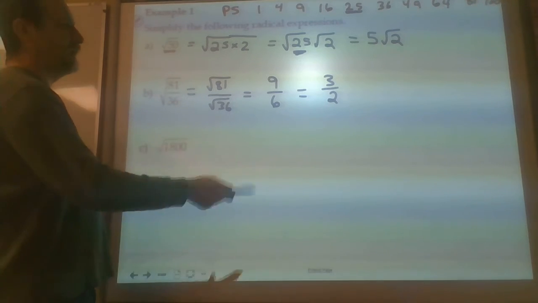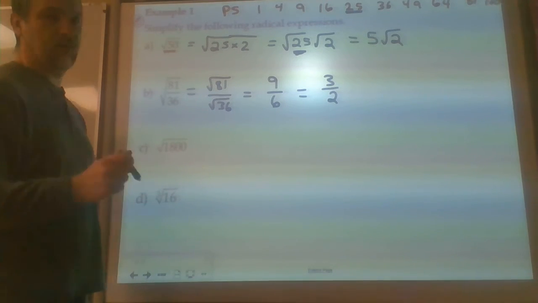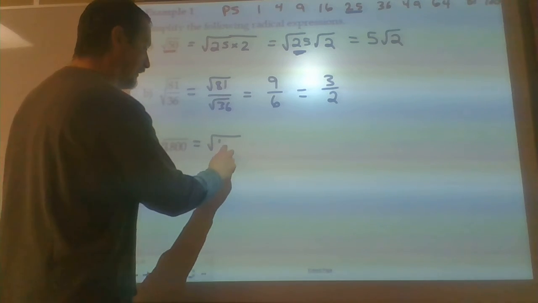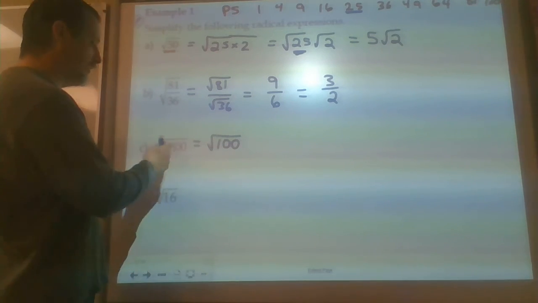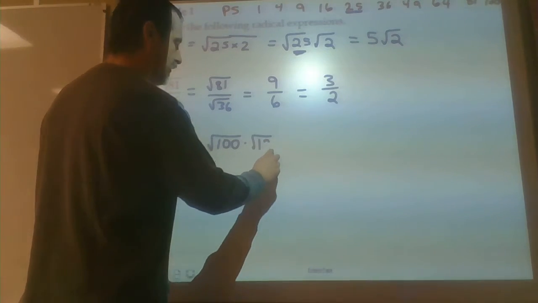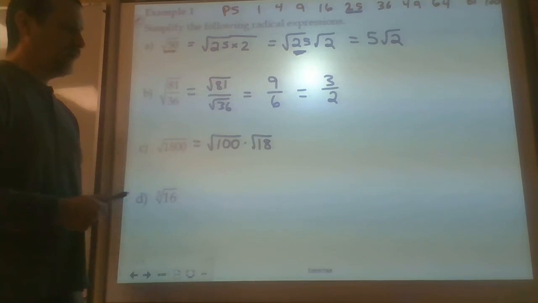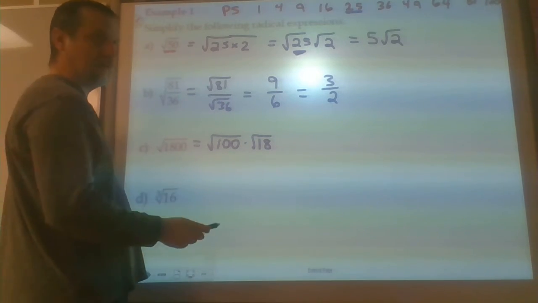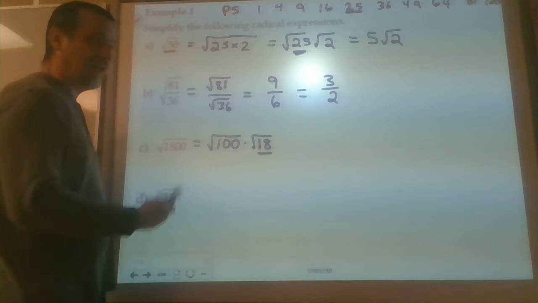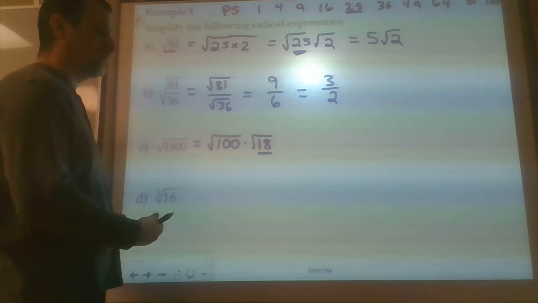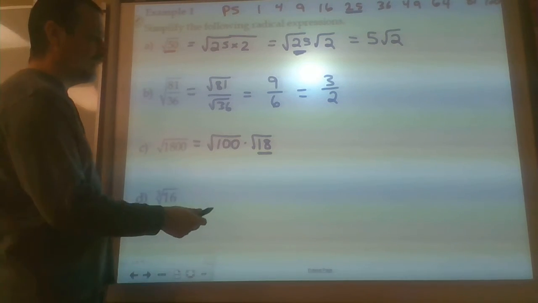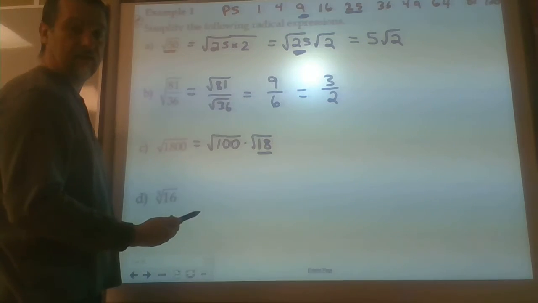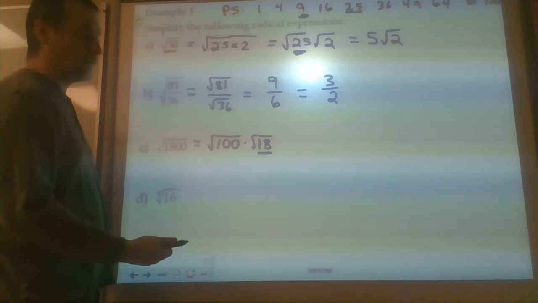Again, we're trying to pull our biggest square root out of this. Now, the cool thing about this is I want to break this into the square root of 100 times the square root of 18, since I know 100 is a perfect square. Now, I already pulled a perfect square out of here. The thing is, if you look at the square root of 18, can I divide another perfect square out of there? And as it happens, yes, I can. I can simplify that, right?